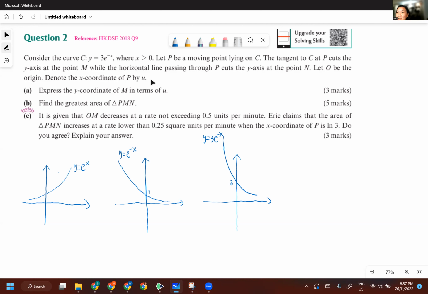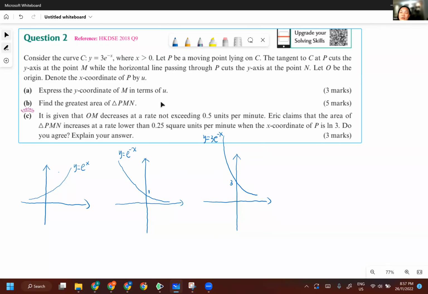Now you don't sketch this curve immediately. You sketch the original exponential and the reflected one. And then this one is called the enlarged curve. And then you know, oh, this is the curve that we're talking about in this question.